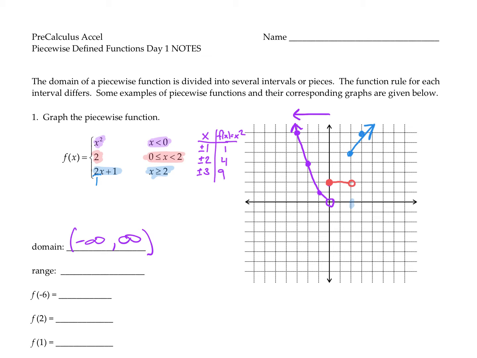For the range, my lowest point is at 0, but it's not included, so I'm going to have 0 with a round parenthesis. And then my arrows are pointing up, and there's no gaps because of this purple function. So my range is going to be 0 to infinity.